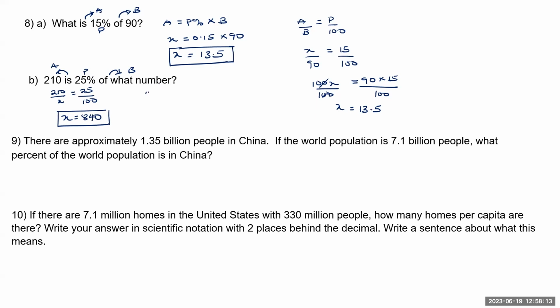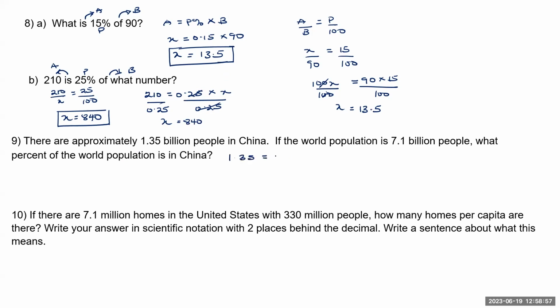Or amount is a percent of the base. Divide both sides by 0.25. X will be 840.